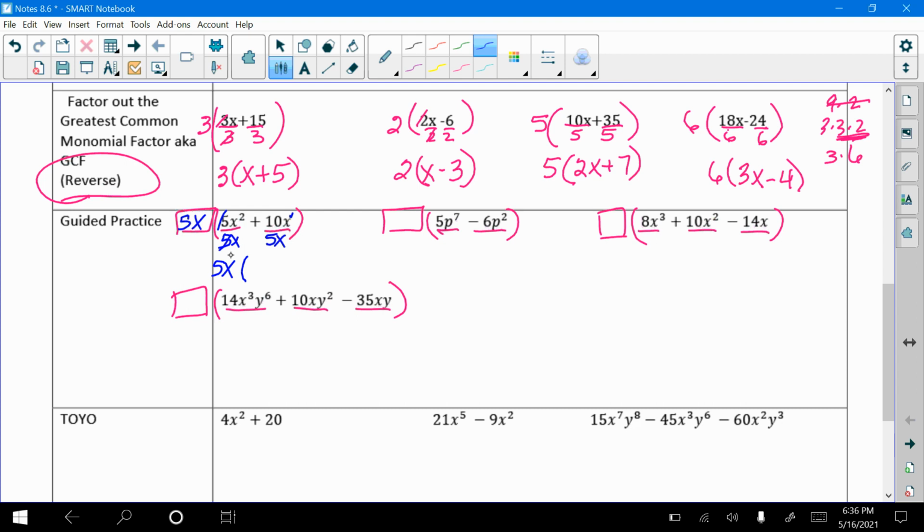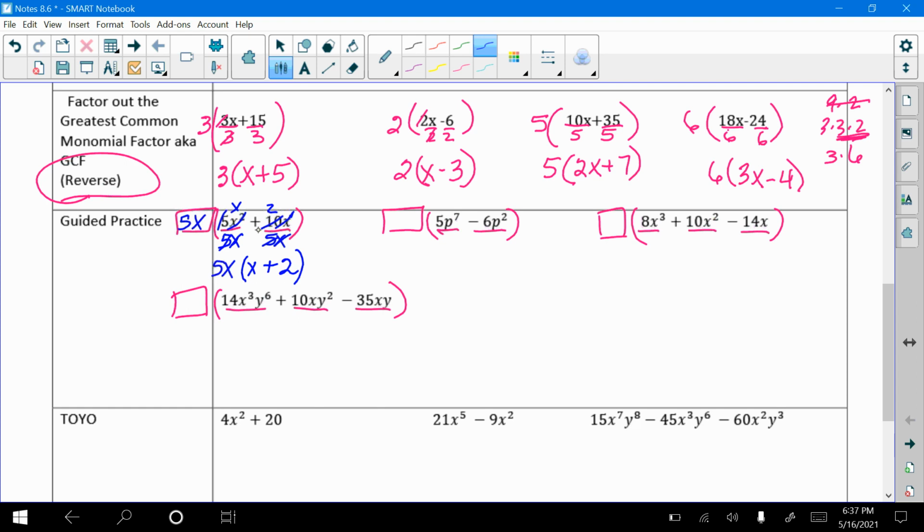5 divided by 5 is 1. X squared divided by x gives me just an x. Plus 10 divided by 5 is 2. X divided by x is gone. So these cancel, and I'm just left on the inside with an x plus 2. If I were to distribute it back out, I would get what I started with.